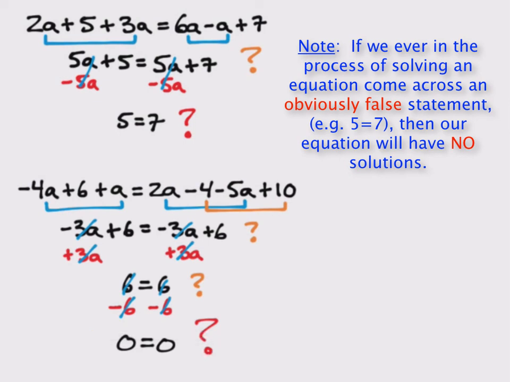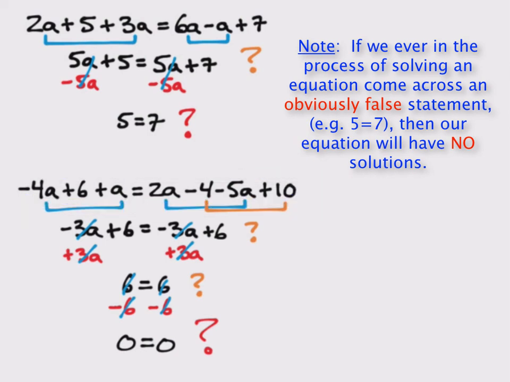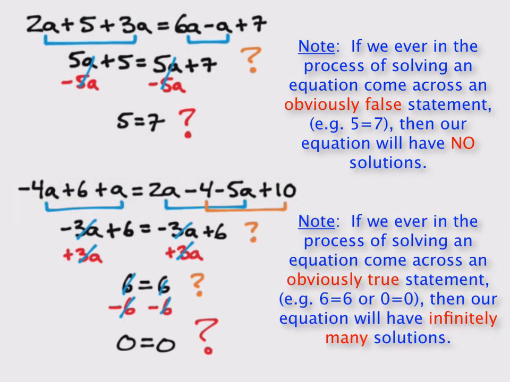What does that mean? It means that every value of a that you could possibly think of will make this original equation true. Try it out. Pick a random number, substitute it in, and you'll see that the two sides of that equation are equal. So what does that mean? It means that this equation has infinitely many solutions. And in general, if we're ever trying to solve an equation and we end up with an obviously true statement, then we know that our equation has infinitely many solutions.